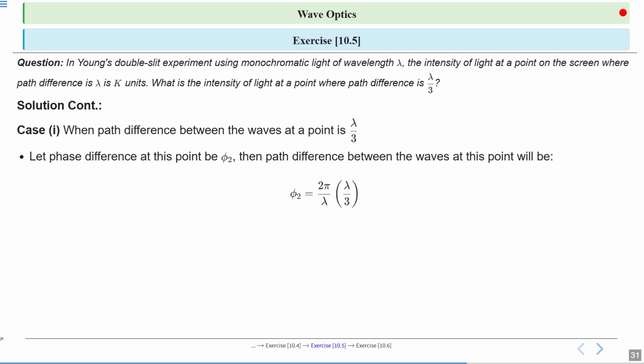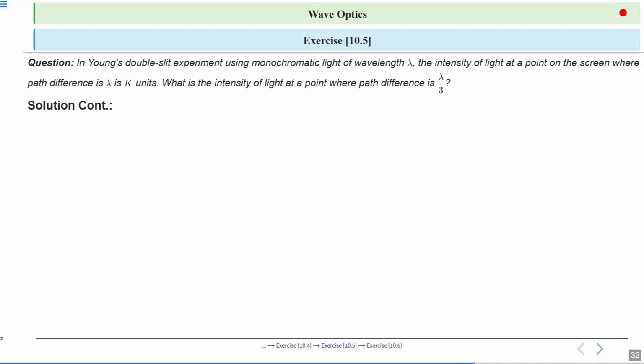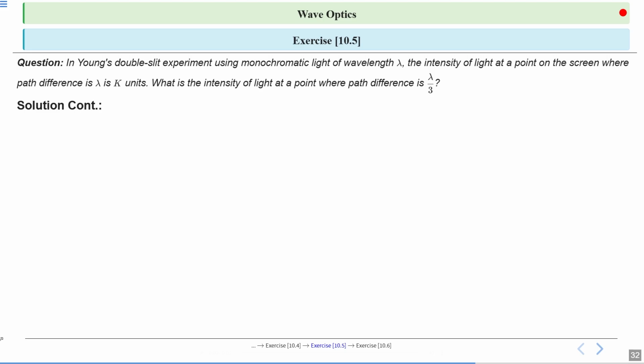So we calculate phi 2 using the formula phi 2 equal to 2 pi upon lambda multiplied by the path difference, that is here lambda upon 3. So this equation helps us convert the path difference into a phase difference. After simplifying, we find phi 2 equals 2 pi upon 3. So what is 2 pi upon 3 angle? It is 120 degrees. This tells us the waves are 120 degrees out of phase at this point. So this is not entirely constructive interference, not entirely destructive interference.